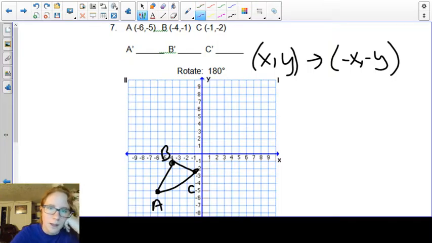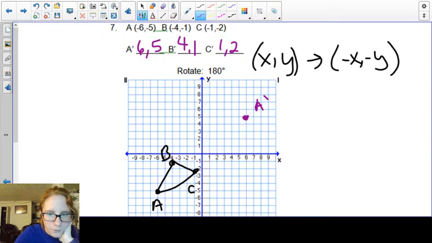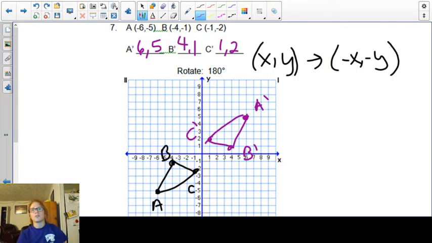So we're going to rotate this guy 180 degrees. So my x and y stay the same spot. They just become the opposite signs. So I'll be at 6, 5, 4, 1, and 1, 2. Again, drawing is not the greatest, but we should all see an isometry.